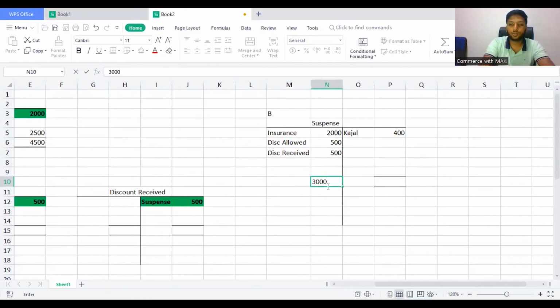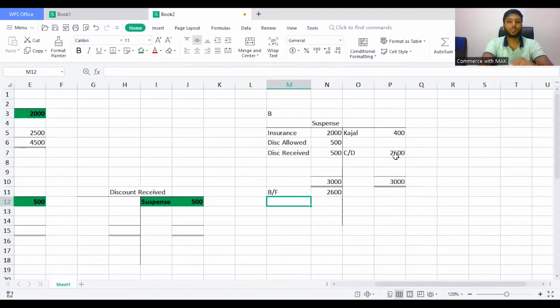So here I'll write 3,000 on the debit side and the same value on the credit side, 3,000, because I took this total and brought it down to both columns. Now the gap between 400 and 3,000 is 2,600. That is the carried down. So actually the debit side exceeded the credit side by 2,600. You can see the difference. So we have done the suspense account. We got almost, I think, 16 marks for this.